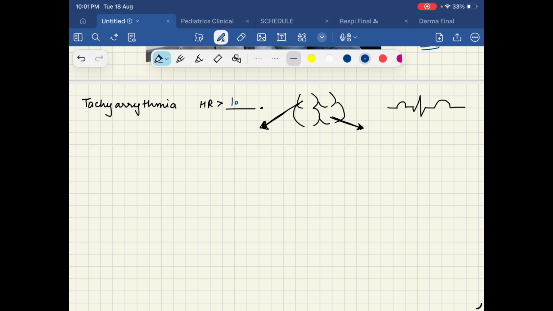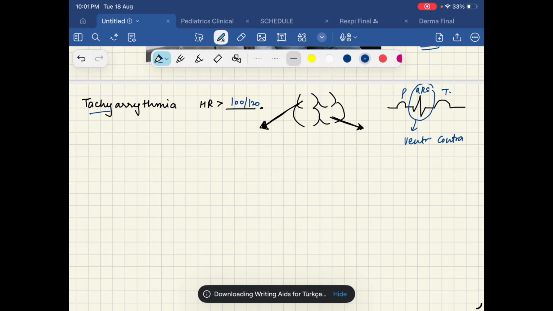A heart rate which is above 100 or 120 is labeled as tachycardia, and as you can see, this is the P wave, this is the QRS complex, and this is the T wave. This QRS complex represents our ventricular contraction, right? So this QRS complex is very important. This will help us determine whether the problem is with the ventricles or the atria or anything above the ventricles. If the problem is above the ventricles, we call it a supraventricular tachycardia, or nowadays it is also called the narrow QRS or the normal QRS, right?